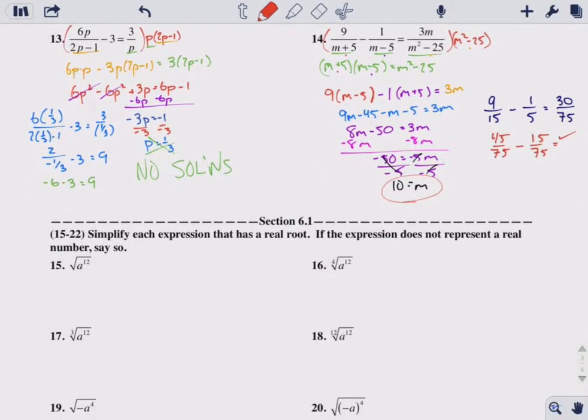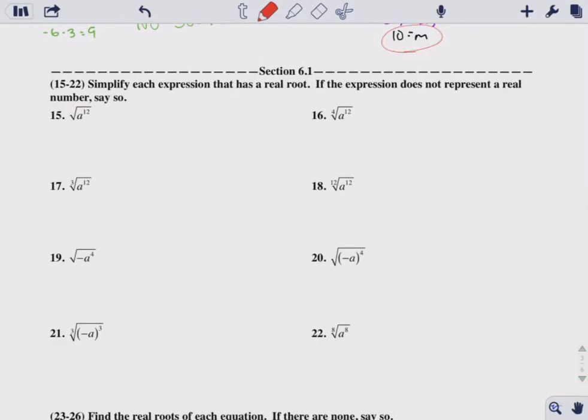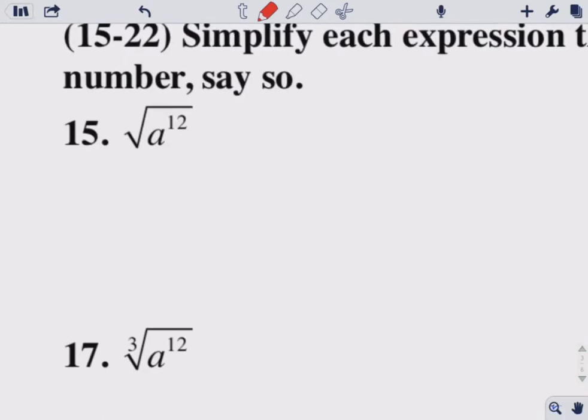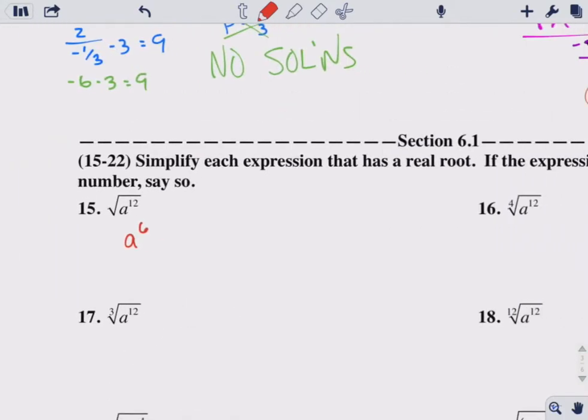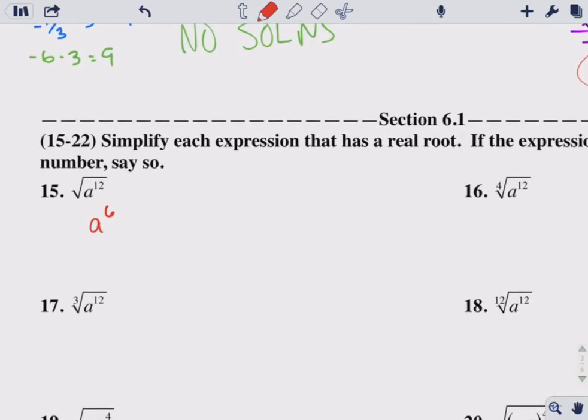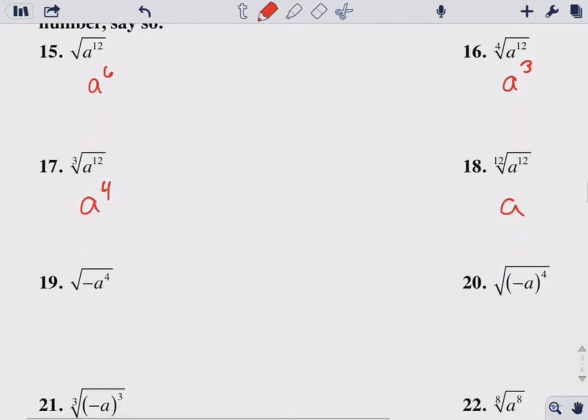Okay, moving on to section 6.1. Simplify each expression as a real root. If the expression does not represent a real number, say so. Divide 12 by 2, you get a to the 6th. Divide 12 by 4, you get a cubed. Divide 12 by 3, you get a to the 4th. Divide 12 by 12, you get a to the 1st.